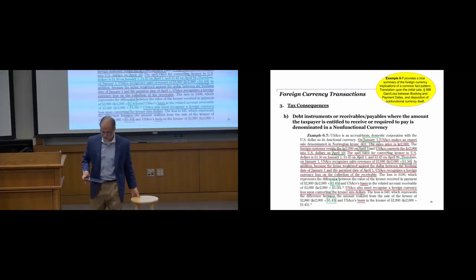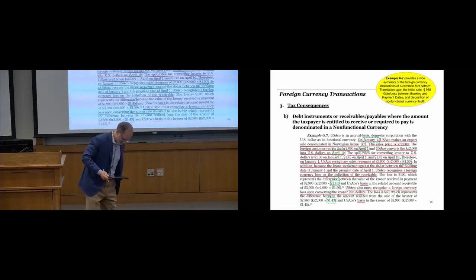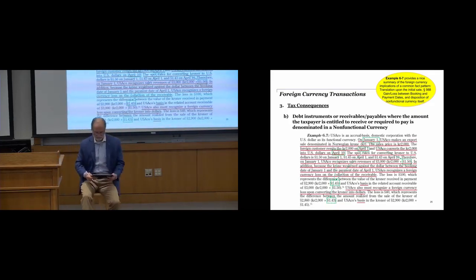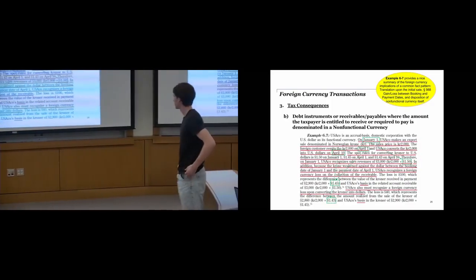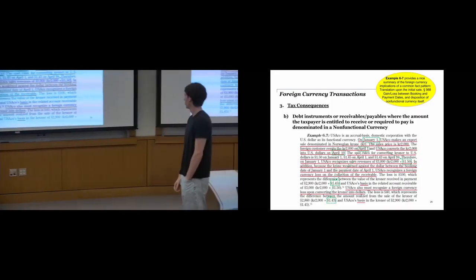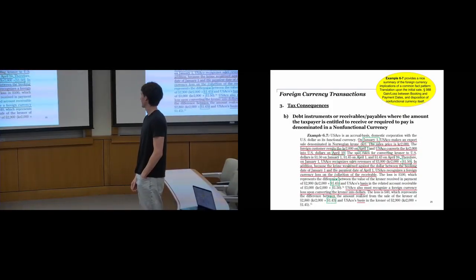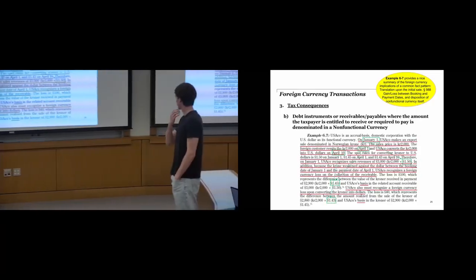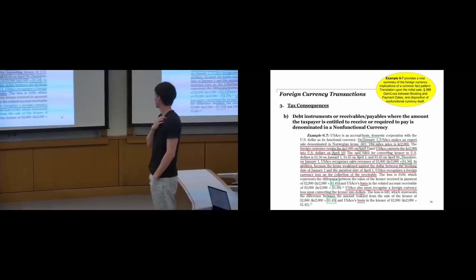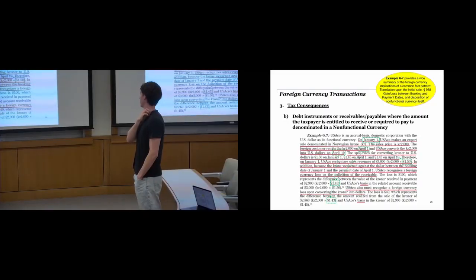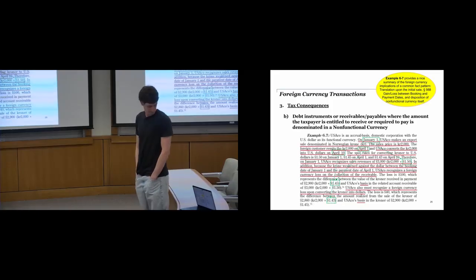Got a lot of words, but it's not as bad. USACO is an accrual basis domestic corporation with the U.S. dollar as functional currency. On January 1st, USACO makes an export sale denominated in Norwegian krone. The sales price is 2,000 krone. The foreign customer remits the 2,000 krone on April 1st, and USACO converts the 2,000 krone into U.S. dollars on April 10th. So I put boxes around.